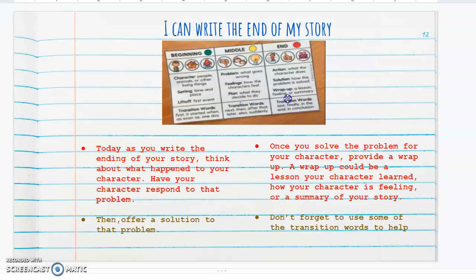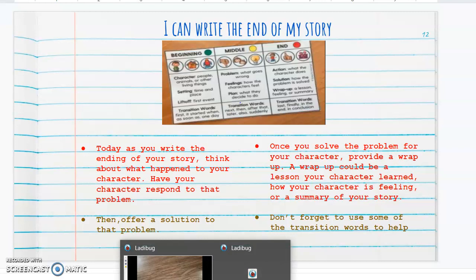At the end of our story, we have to kind of wrap it up. If there was a problem, you add a solution, and if there was any actions a character does, or transition words like last, or finally, or in the end.